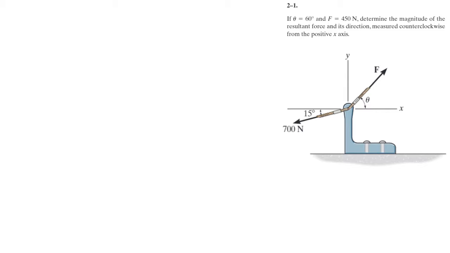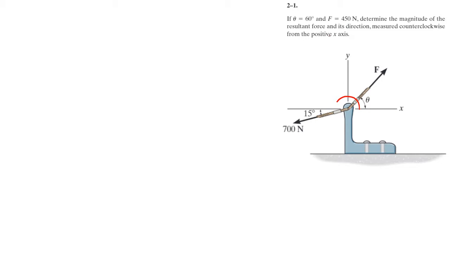If theta equals 60 degrees and F equals 450 newtons, determine the magnitude of the resultant force and its direction, measured counterclockwise from the positive x-axis. So already I can tell you this angle that we're finding is going to be from the positive x-axis. So on this side, the side without the symbol x is always negative. So it's going to be right here, something like that. It's going to be this angle in which we're solving for. So we know it's going to be over 90 degrees.